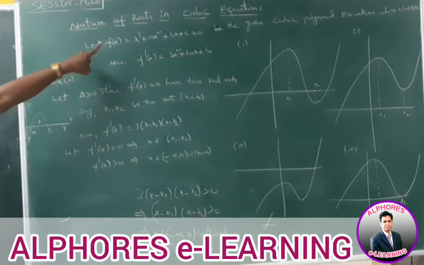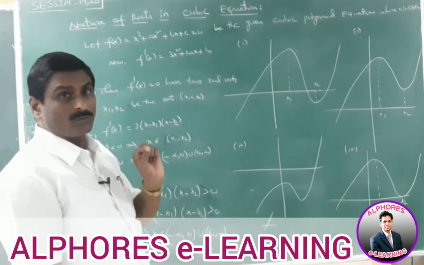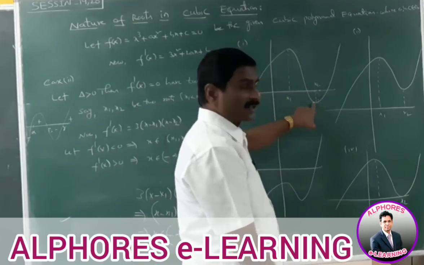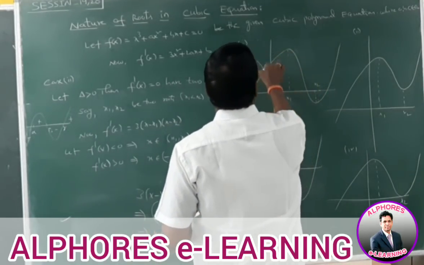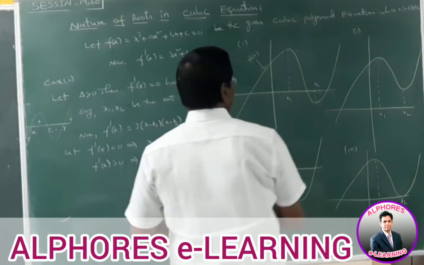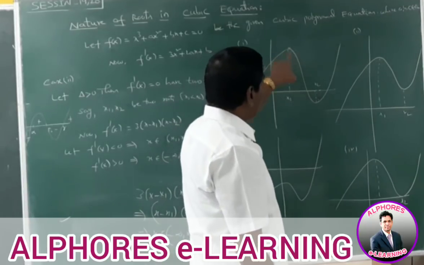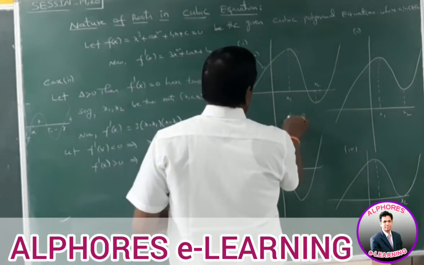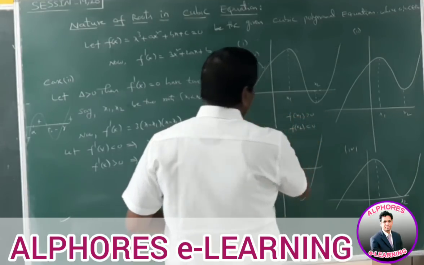By using this, the leading coefficient is positive, and the graph turns at x1, x2. Turning means this is x1, this is x2. The possible case, the graph is in this way. It is the f of x graph. x1 is one turning point, x2 is another turning point. In this case, f of x1 is greater than 0, f of x2 is less than 0.